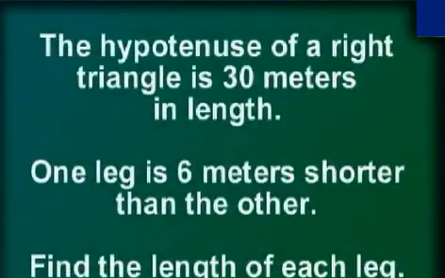Let's look at our first word problem. The hypotenuse of a right triangle is 30 meters in length. One leg is 6 meters shorter than the other leg. Find the length of each leg.